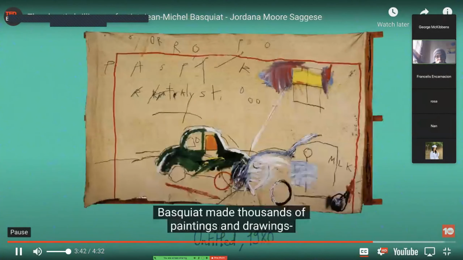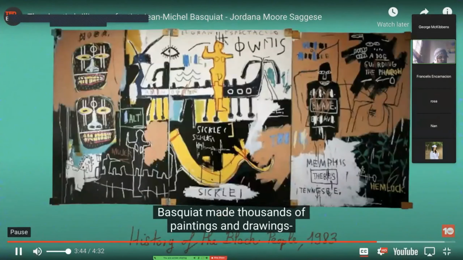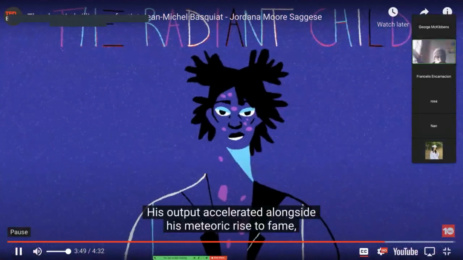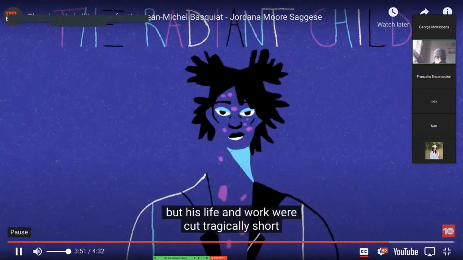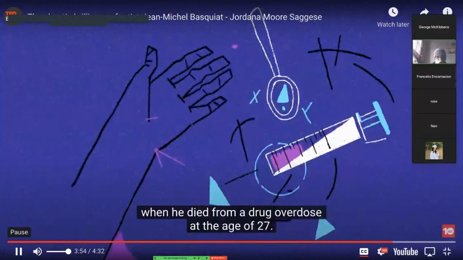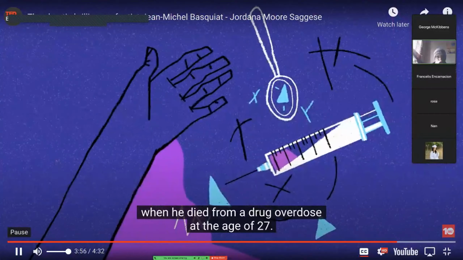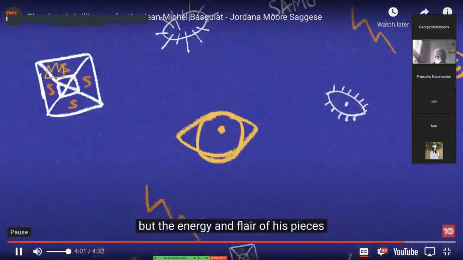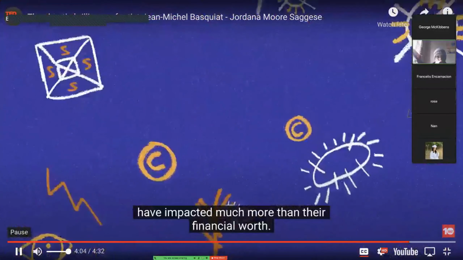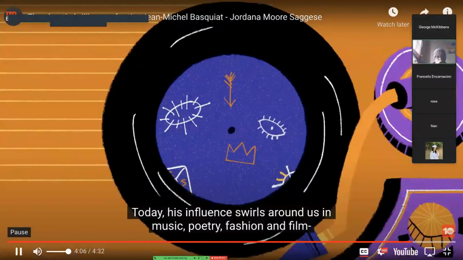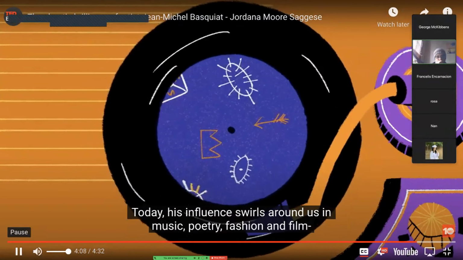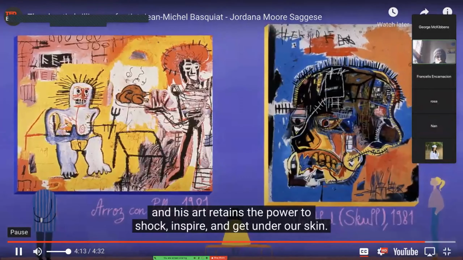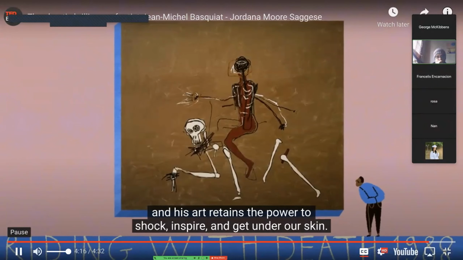In less than a decade, Basquiat made thousands of paintings and drawings, along with sculpture, fragments of poetry, and music. His output accelerated alongside his meteoric rise to fame, but his life and work were cut tragically short when he died from a drug overdose at the age of 27. After his death, Basquiat's work only increased in value, but the energy and flair of his pieces have impacted much more than their financial worth. Today, his influence swirls around us in music, poetry, fashion, and film, and his art retains the power to shock, inspire, and get under our skin.